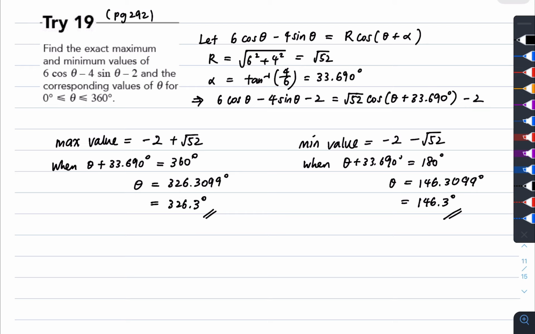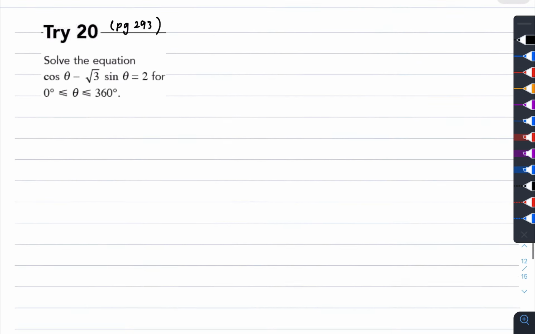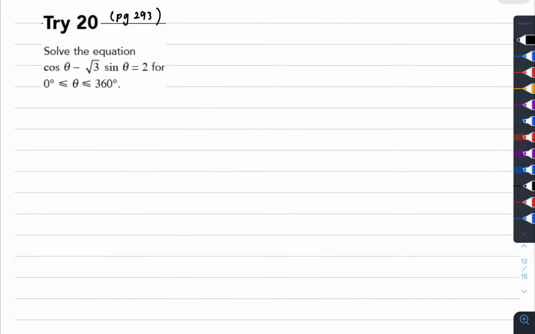Alright, now let's look at the last thing that we want to go through today, which is that we can use this to solve this kind of equation. Previously, when we had a cosine and sine equal to 0, we could just shift this to the other side and divide sine and cos to make it a tangent.